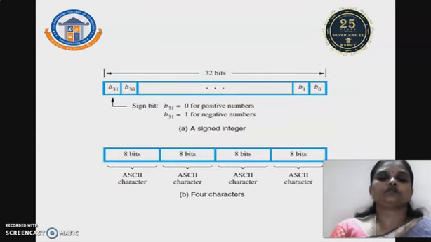You can have signed storage, represented from B0 to B31, a 32 bit representation. If the B31 bit is set to a value 0, then it represents a positive number, otherwise it is a negative number. For representing characters, we use 32 bits, and each character is represented by 8 bits. So consecutive 8 bit groups form a character representation here.